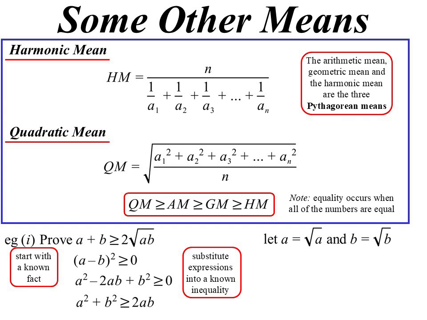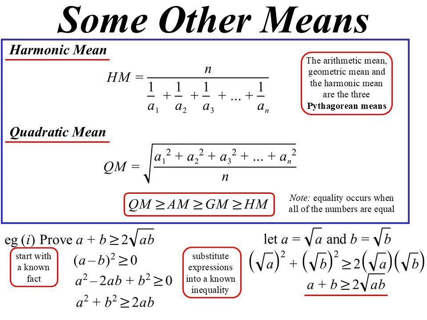So I now know the square root of a squared plus the square root of b squared is greater than or equal to 2 times the square root of a times the square root of b. And I get my result. There it is. Now, I could have done it all in one hit by saying, instead of starting with this known fact of a minus b squared is greater than or equal to 0, I could have started with the known fact that the square root of a minus the square root of b all squared is greater than or equal to 0, and it would have done the two things in the one step.